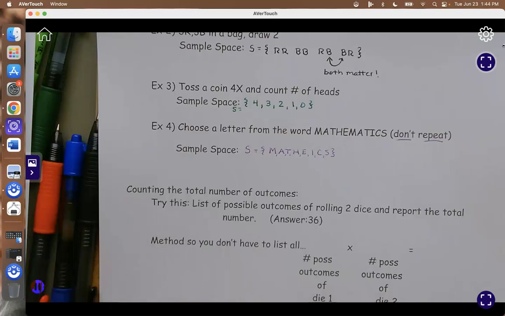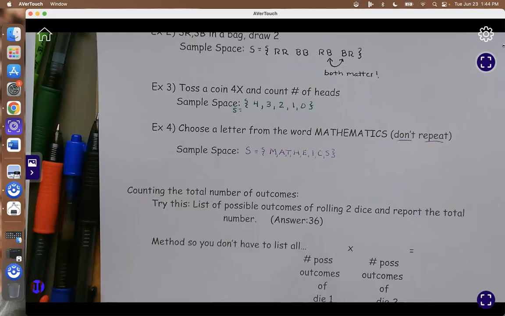So we could sit there and we could write them all out. Okay, so I could have a 1 and a 1, a 1 and a 2, a 1 and a 3, a 1 and a 4, a 1 and a 5, a 1 and a 6. Then I could have 2 and a 1, 2 and a 2, 2 and a 3, 2 and a 4, 2 and a 5, 2 and a 6. Then I could have 3 and a 1, and you see how that works. There's 36 total possible.